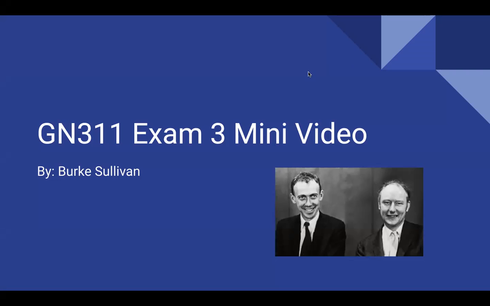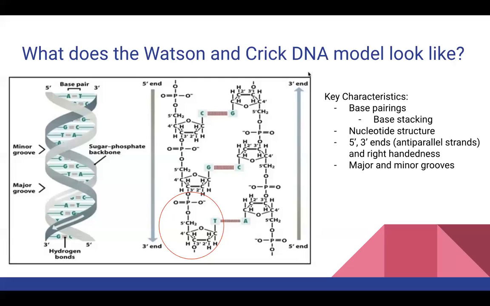Hello. Today we'll be looking at the Watson and Crick model of DNA they published in 1953. What does the Watson and Crick model look like? Here, DNA is a double helix structure that consists of stacked nucleotides one on top of the other.